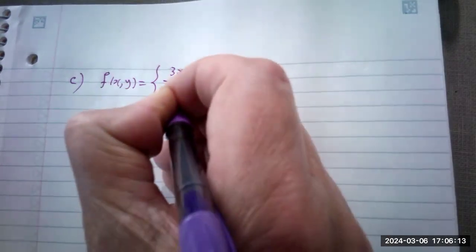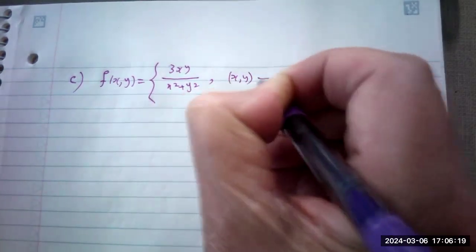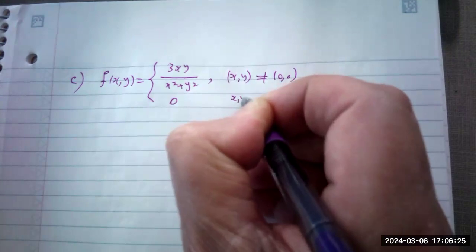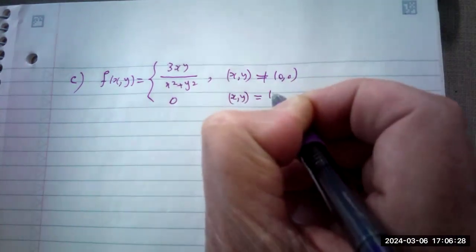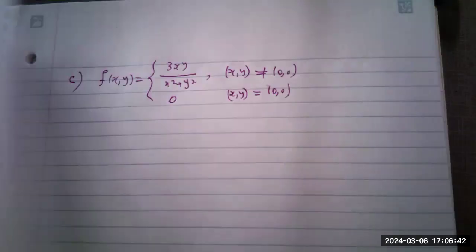Part C, this is one of them that's going to be used. F of x comma y is 3xy divided by x squared plus y squared under the condition that x, y is not equal to 0, 0, and is equal to 0 with the condition that x, y is equal to 0, 0. There is a misprint over here. This is going to be 0, 0 as a point.